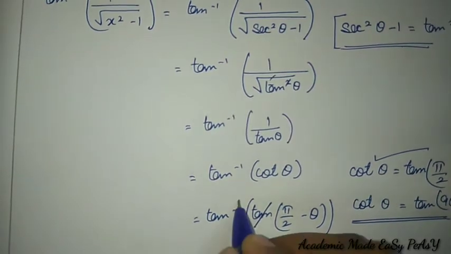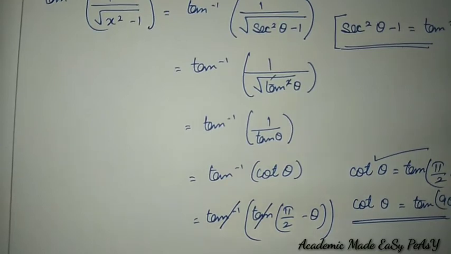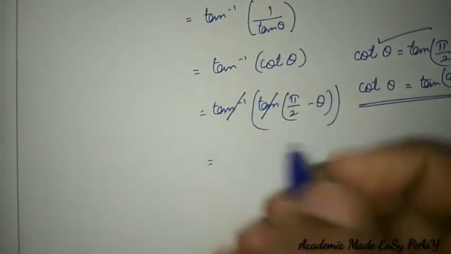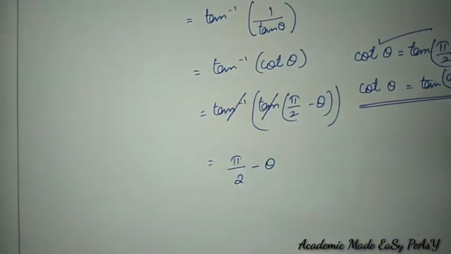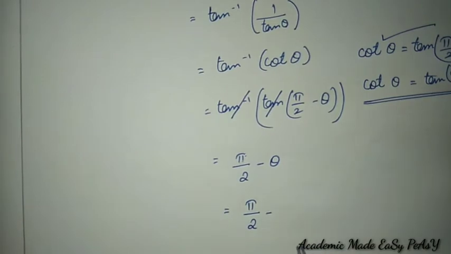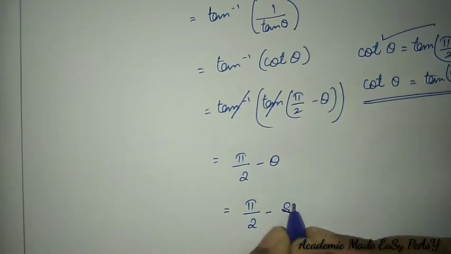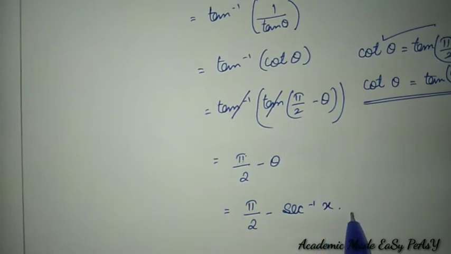Here tan and tan inverse will get cancelled. So now what will I have? Only pi by 2 minus theta. Already we have found what theta is. What is theta? Secant inverse x. So pi by 2 minus secant inverse x is the simplest form.